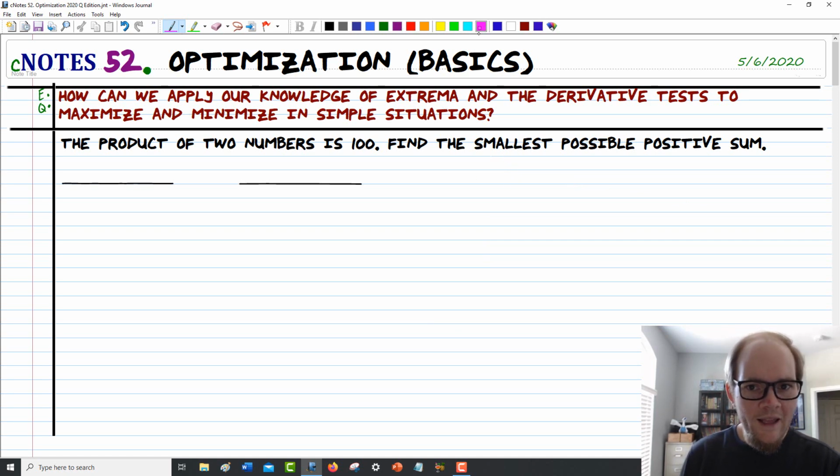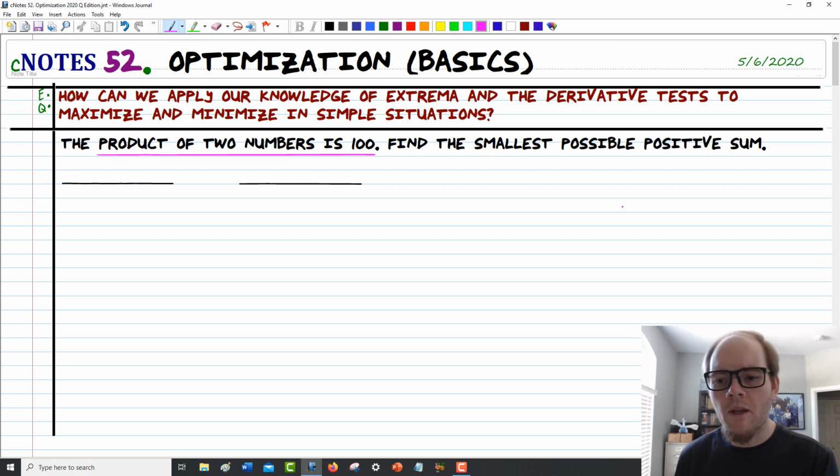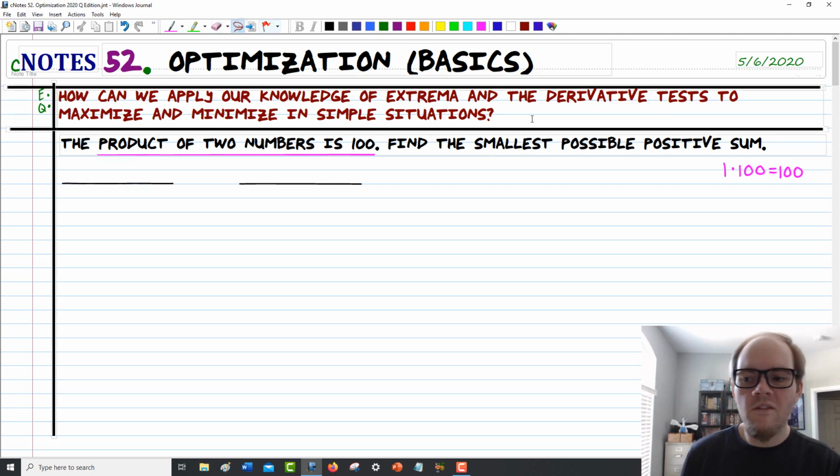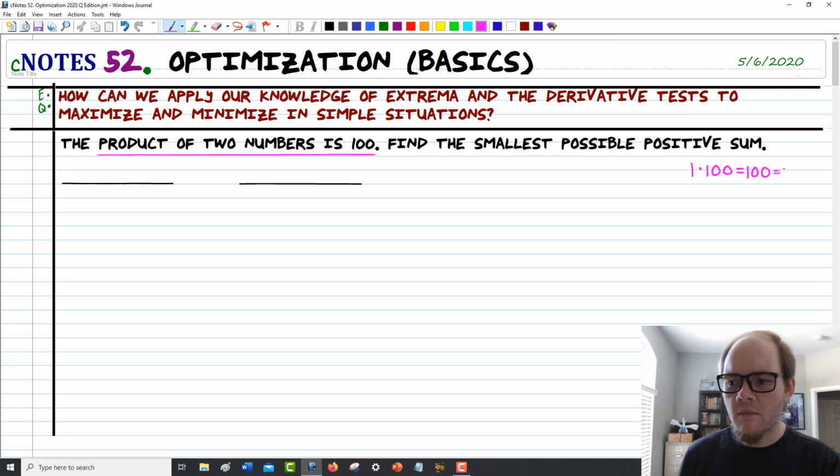Having said that, this doesn't sound very calculus-y, and as soon as you read that line about the product of two numbers being 100, you might get a feel like you can figure this out on your own. You might have some good intuition here. For instance, I can write two numbers that have a product of 100, because 1 and 100 gives me 100, so that's a valid set of two numbers. From there, we want the smallest positive sum, so I know the sum here would be 101, because we just add those two numbers together.